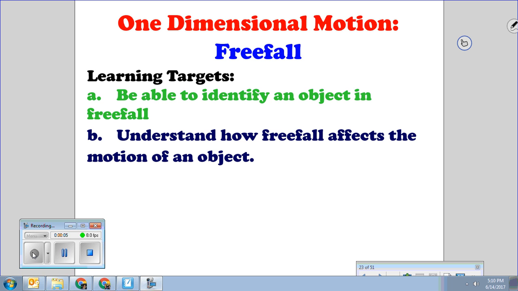So continuing with our one-dimensional motion unit, today we're going to talk about free fall. Your learning targets are up here on the screen. You should be able to identify an object in free fall, and you should understand how free fall affects the motion of an object. All right, so here we go.